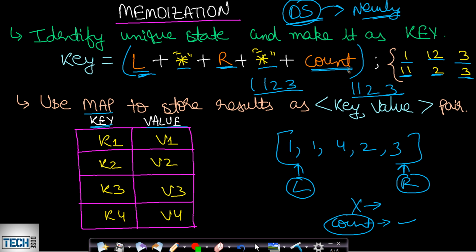But you can see that the L value here are different, R value here are different, but your count value is same. So these two are basically two different states. In order to differentiate between two different states, we will have to insert stars in order to form unique keys. So this is how we will be making a key. This key is a string type.